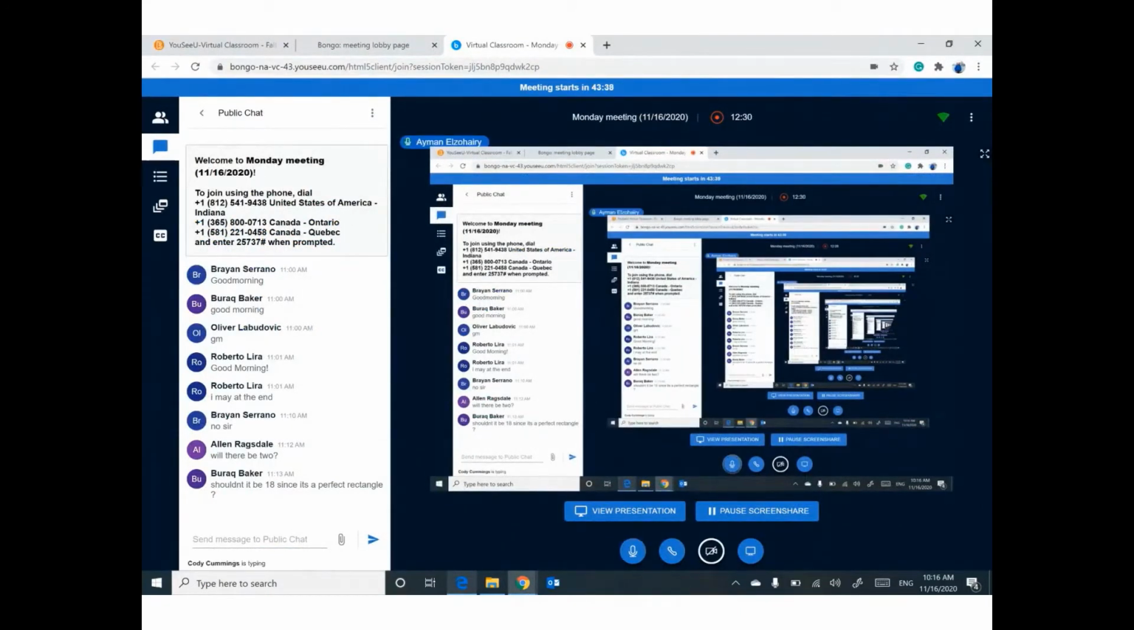Yes, perfect rectangle. Why? Because we don't have tension. We don't have cracks. So the whole cross section is working.